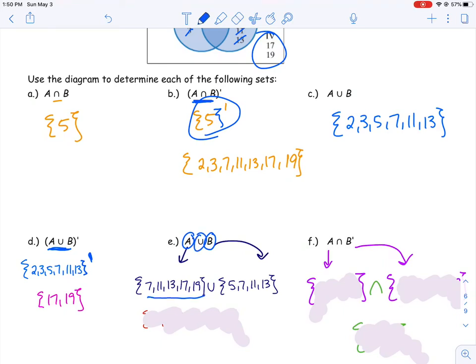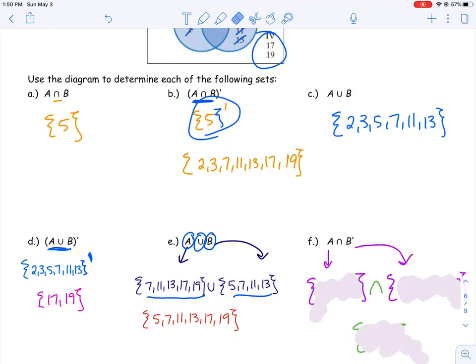Remember, union means what are all the elements here or in here, and we're going to bring all of our stuff together. So we're going to list all the elements that are in both of those sets. I got 5, 7, 11, 13, 17, and 19. Now you could repeat them if you want to, but remember, repetition and order don't matter as long as I make sure that I have all of those elements: 5, 7, 11, 13, 17, and 19.